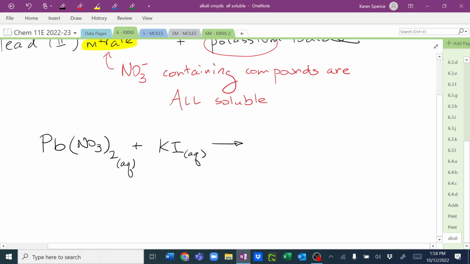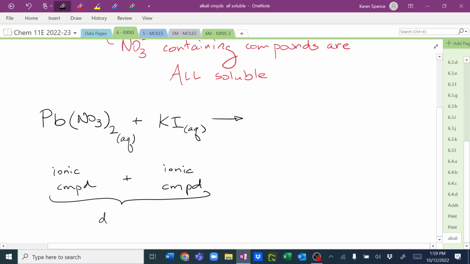Now, when you're predicting the products, first of all, what kind of reaction is this and how do you know? How do you know that it's a double replacement? We have an ionic compound and an ionic compound, and therefore it's going to be double replacement. Yep.